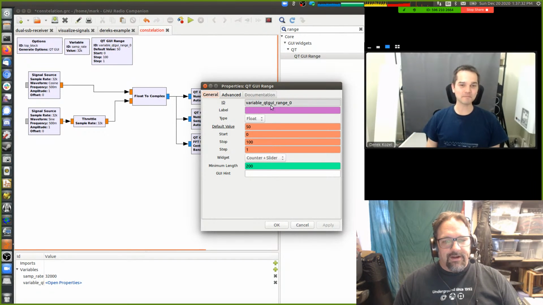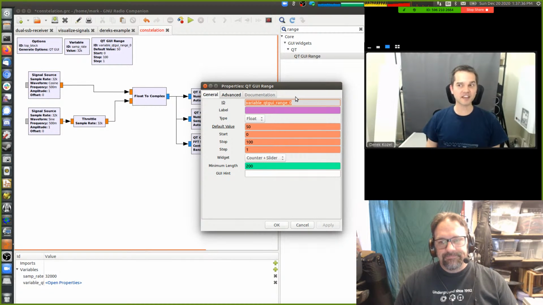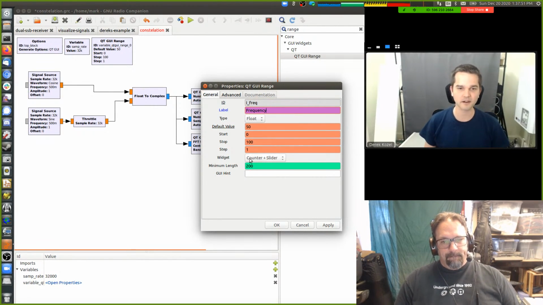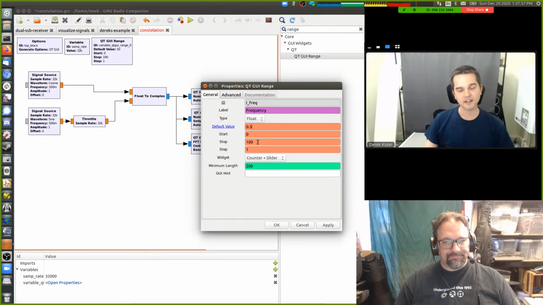Right. So let's change the ID to be in phase frequency, or in phase _frec, or I_frec, whatever you want. But, I_frec. Cool. And the label, let's just go with just frequency for the moment, because we're going to play a bit of hot wiring here. Default value 0.5. Let's keep our half hertz basic.